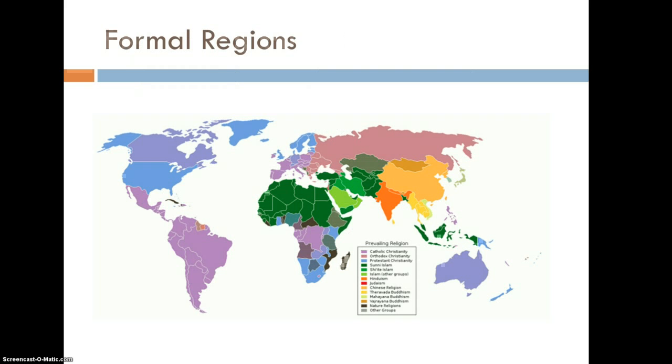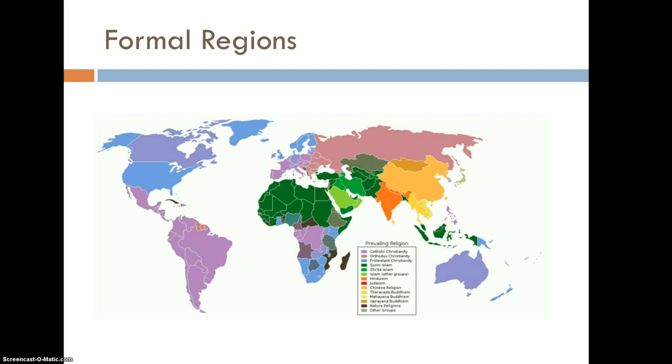When I look through this map of prevailing religions, these are formal regions of the world. And the interesting thing about cultural regions is the boundaries that we set for cultural regions are really not hard and fast.